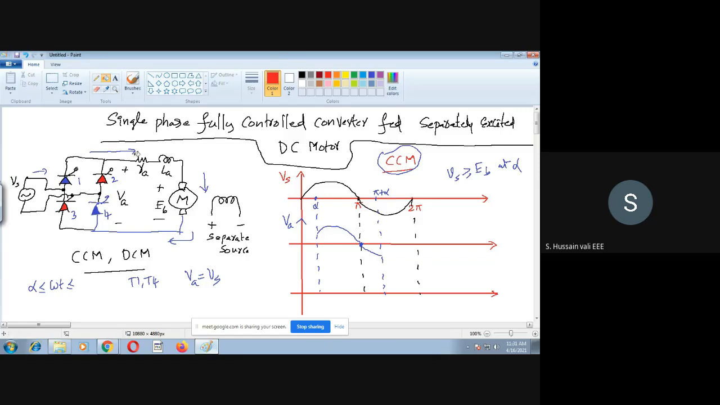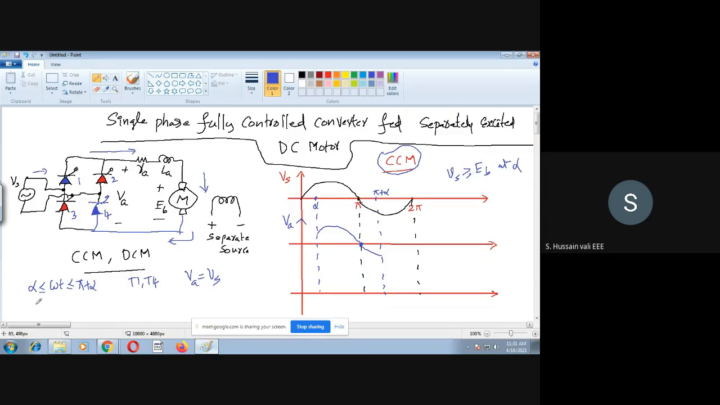So 2 and 3 will conduct now. Before we go to that, let me complete this. Till which time are these conducting? They are conducting till pi plus alpha. So from alpha to pi plus alpha, T1 and T4 will conduct, so VA is equal to VS.